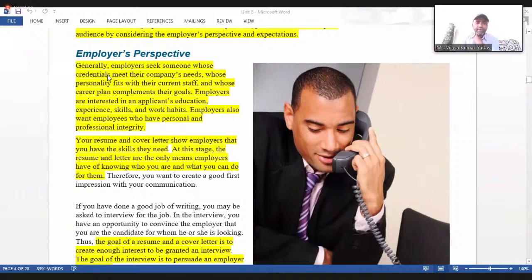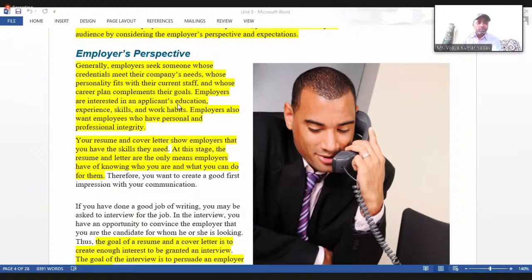Generally, employers seek someone whose credentials meet their company's needs, whose personality fits with their current staff, and whose career plan complements their goals. So employers are in search of people whose certificates and credentials meet their company's needs, whose personality is suitable to the current staff, and whose career plan is complementary to the goals.